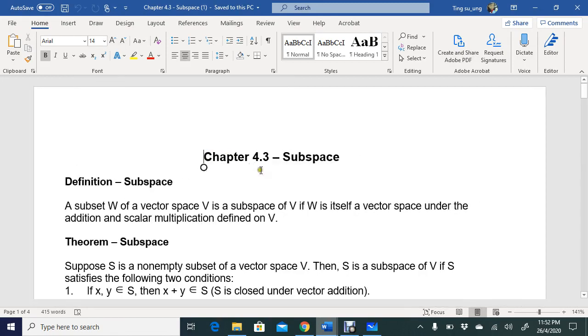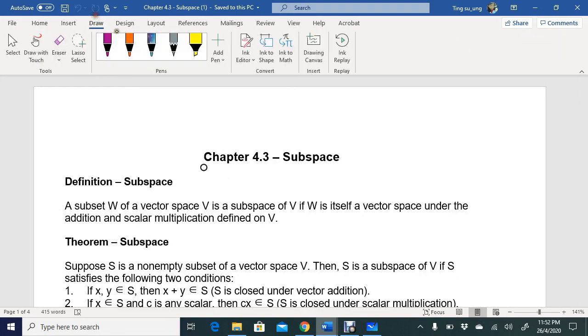Okay, so what is subspace? You can see that it has been stated very clearly here, right? You can say W is a subspace of a vector space V if W itself is a vector space under the addition and scalar multiplication defined on V.